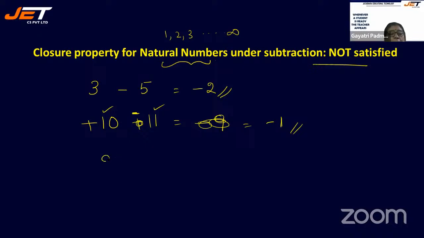One more example: 9 is a natural number, next, 12 is a natural number. But when I subtract the higher natural number from the smaller natural number, I get minus 3, which is not a natural number because it is negative. So we say that it is not satisfied. All right, so this is the closure property for natural numbers under subtraction.